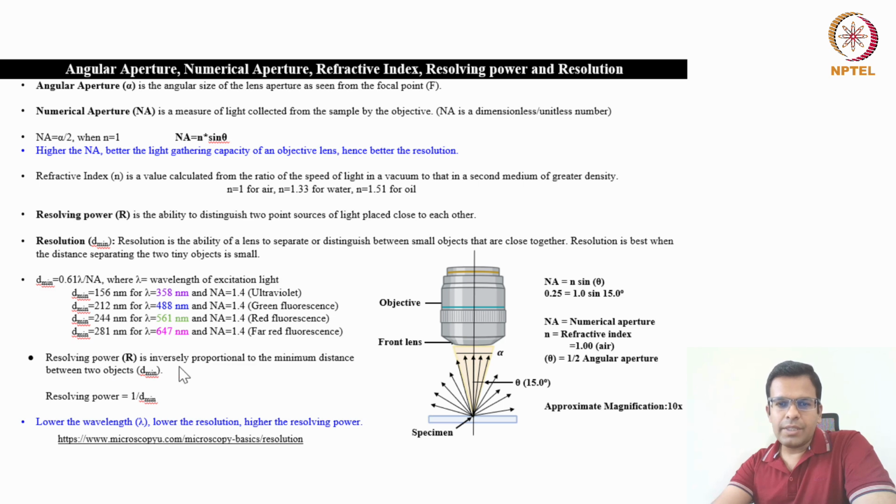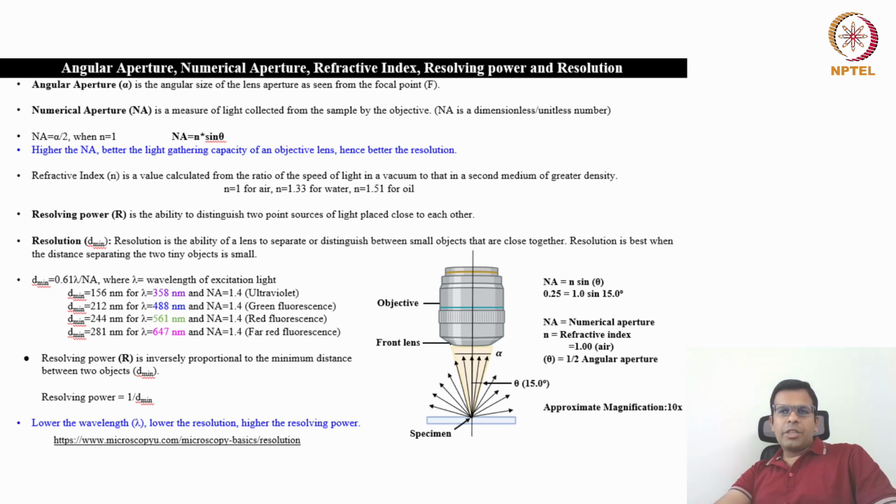Resolving power is inversely proportional to the minimum distance between the two objects, that is d minimum, that is the resolution. So basically resolving power is the inverse of the resolution. Okay, so resolving power is equal to 1 by resolution. Lower the wavelength, lower the resolution, higher the resolving power. So make sure that you understand all this terminology properly, because we are going to use this terminology quite frequently throughout the course.